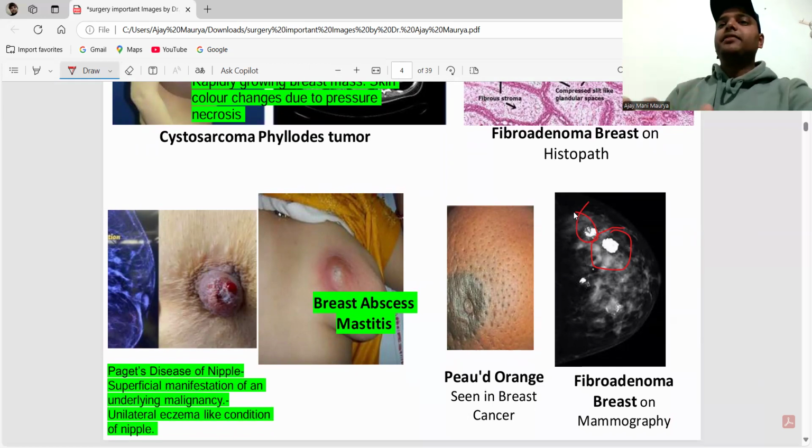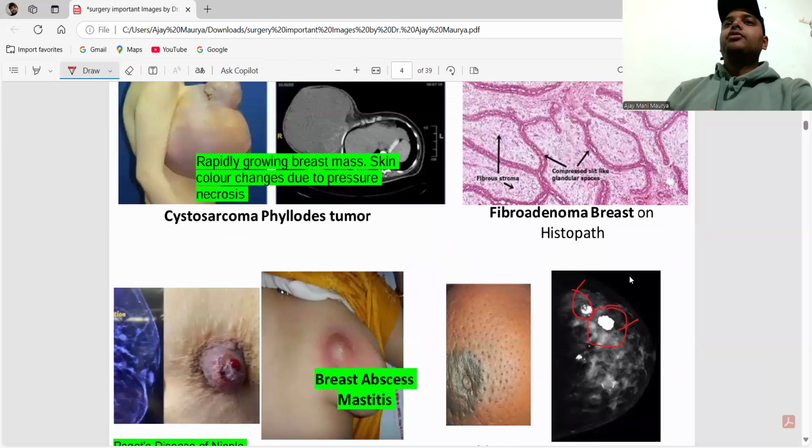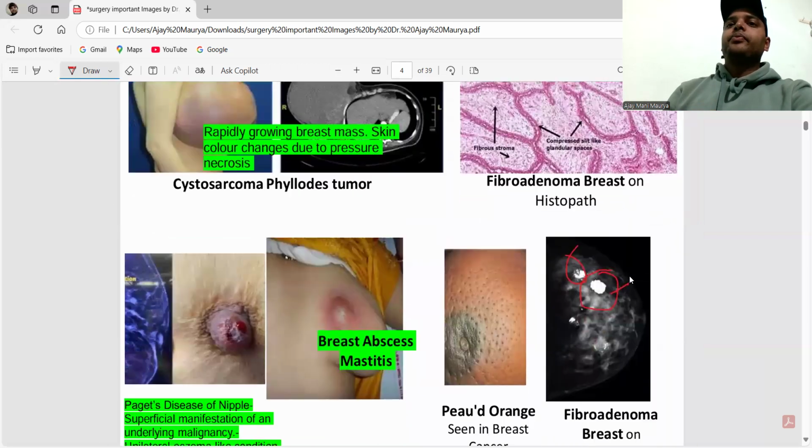Okay, there is a calcification. Here we'll see the history. The patient will be in the age range of 18 to 25, and she will tell that there is something moving like a mouse. Okay, now fibroadenoma is also called the Mickey Mouse of the breast.